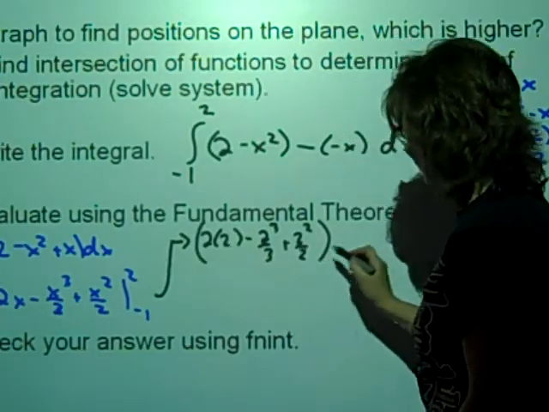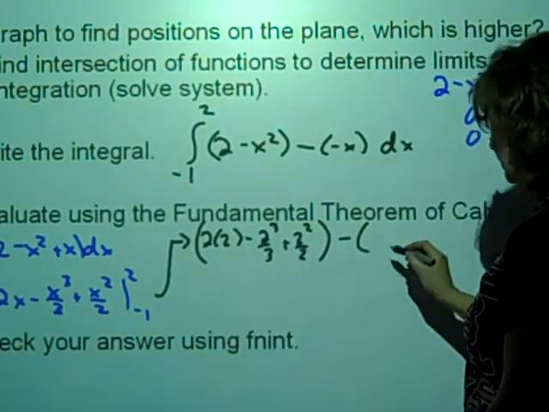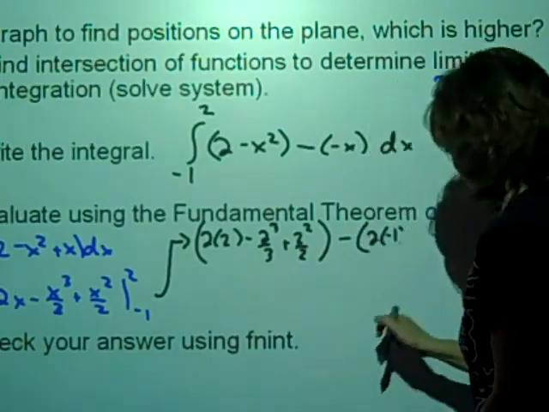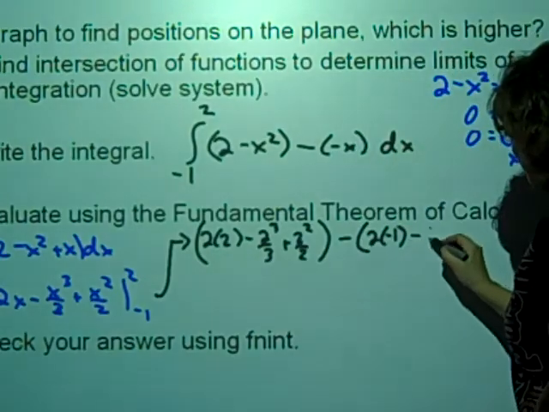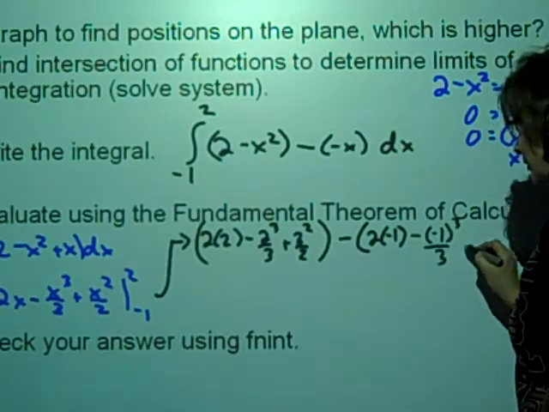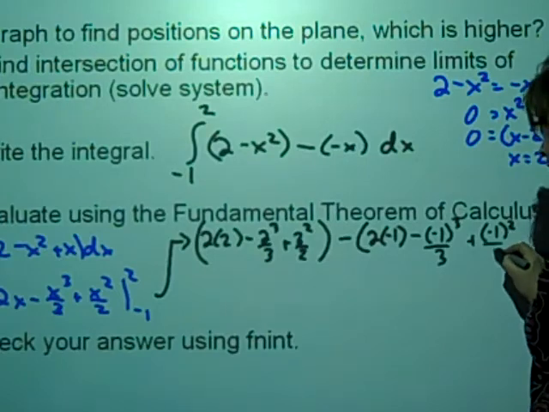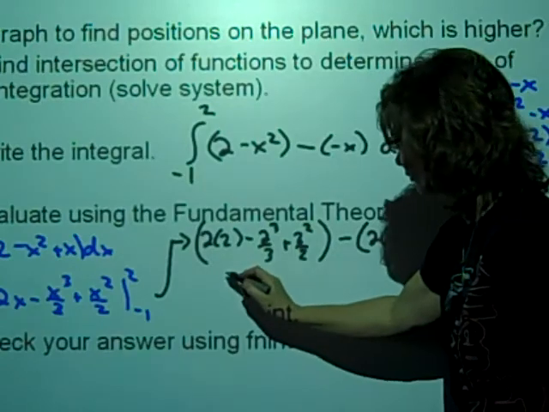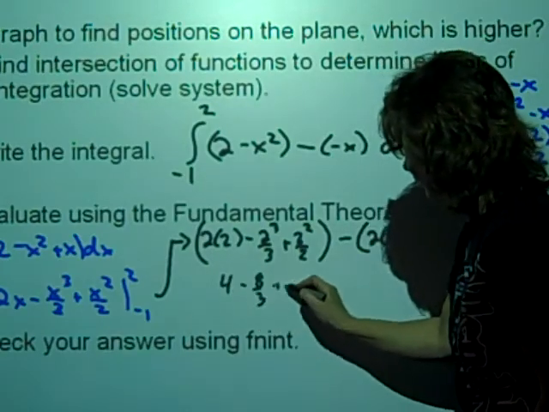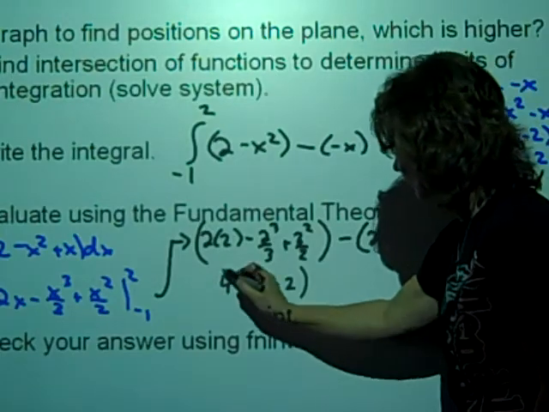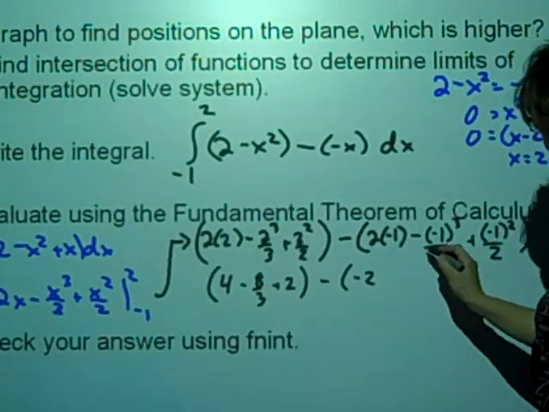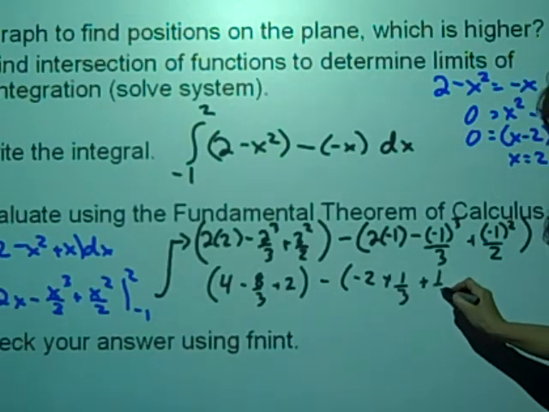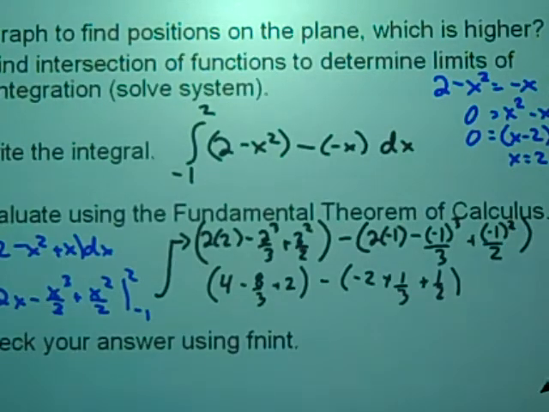And all of this minus, now I'm going to plug in the -1, 2 times -1 plus, minus -1 cubed over 3 plus -1 squared over 2. And then we just work it out. 2 times 2 is 4, 8/3, 4/2, which is going to be 2, -2. This is -1, so it's going to be plus 1/3 plus 1/2, because anytime you have a negative times a negative, it's a positive.